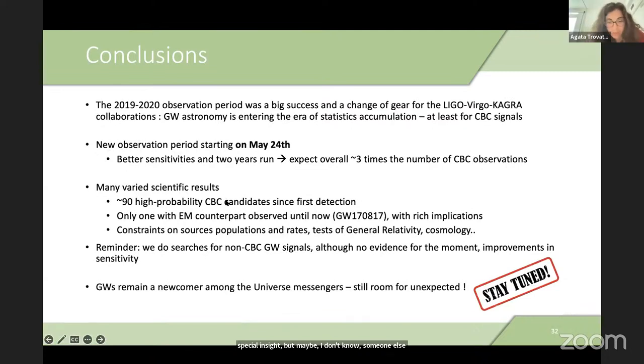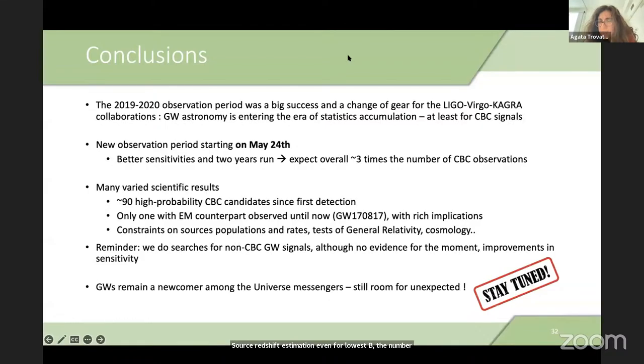Thanks. So I see another question in the chat of Zoom. One question is, for the BBH source redshift estimation, even for the lowest volume localization, the number of galaxies would be large. How do you identify the host galaxies then? Has this been done before?